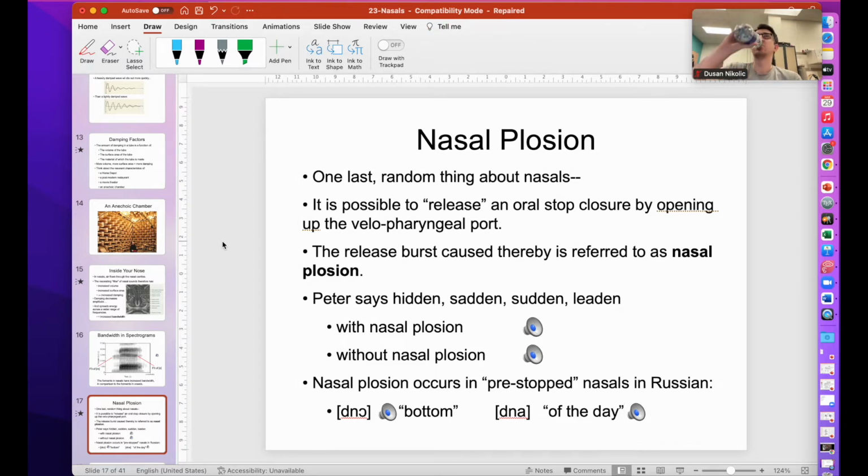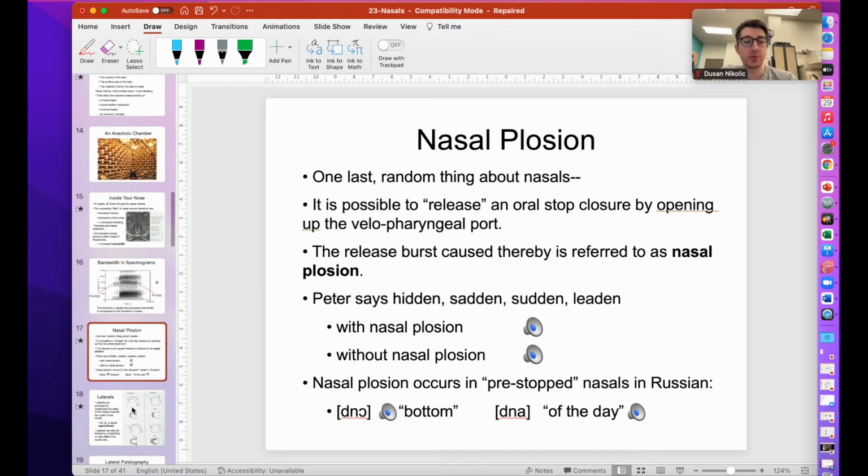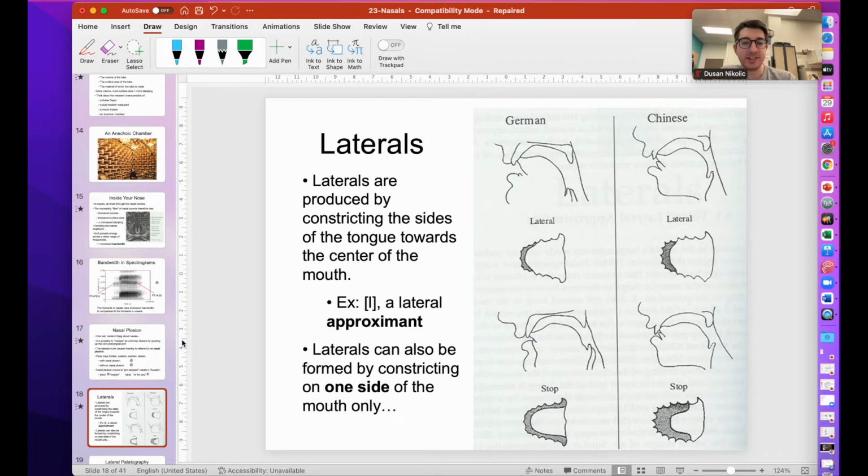Okay. Sorry, I have to grab some water because we are moving to laterals, and I'll need some water there.